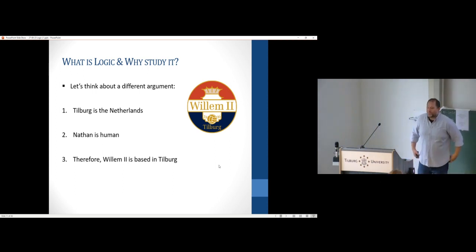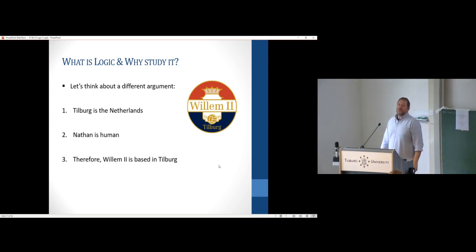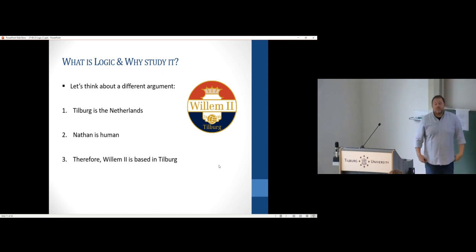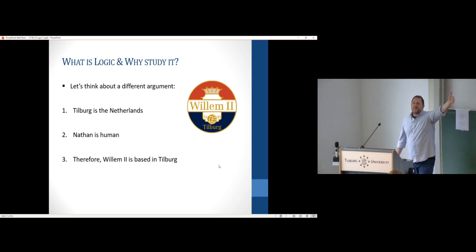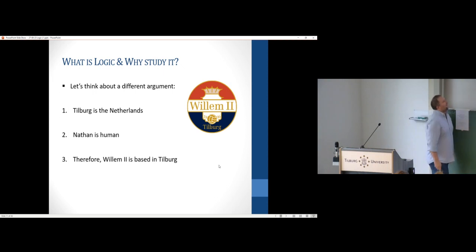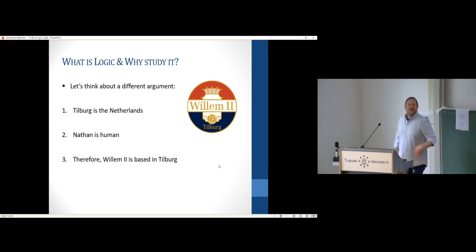So let's take this argument. Premise 1, Tilburg is in the Netherlands. Premise 2, Nathan is human. Conclusion, therefore, Villains Day is based in Tilburg. Valid? Invalid? Yeah, nice. It's invalid. Why is it invalid? That might be factually correct. The conclusion does not derive from the premises.